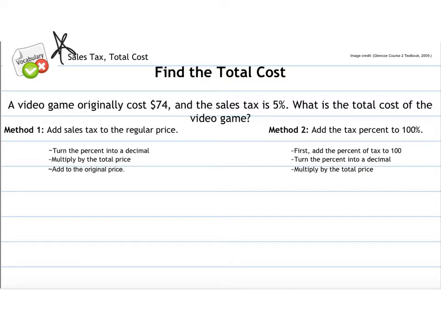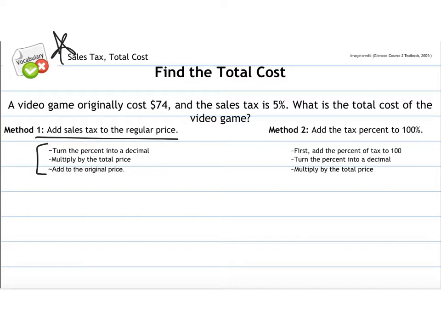Okay, so finding the total cost. If we have a video game that originally cost $74 and the sales tax is 5%, what is the total cost of the video game? Total cost, again, is after the sales tax has been added onto it. There are two ways that we can do this. One is to add the sales tax onto the regular amount. Write the problem down and then write this method, add sales tax to the original price, and then add these steps as well.